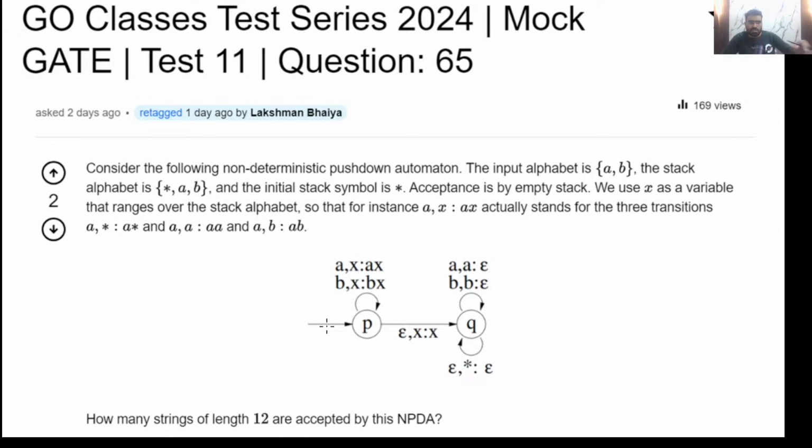Finally, let's solve this question. This is a pushdown automata question, a simple question, you can see. Consider the following non-deterministic pushdown automata, NPDA.